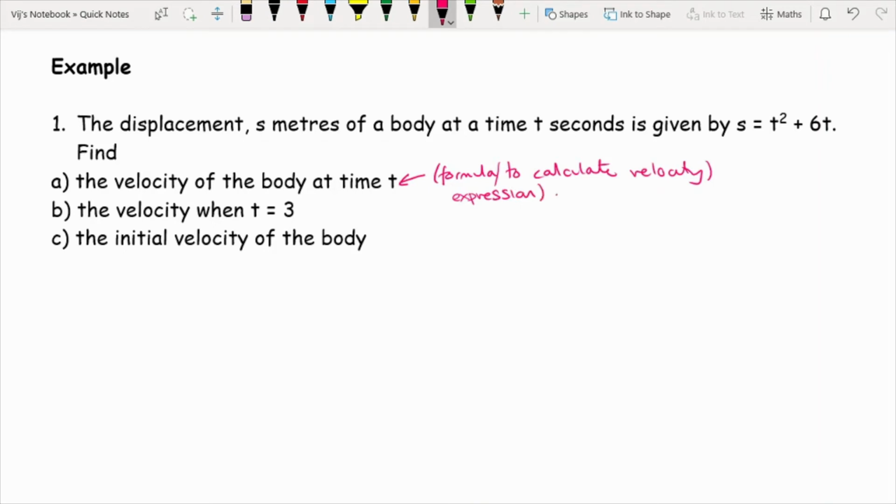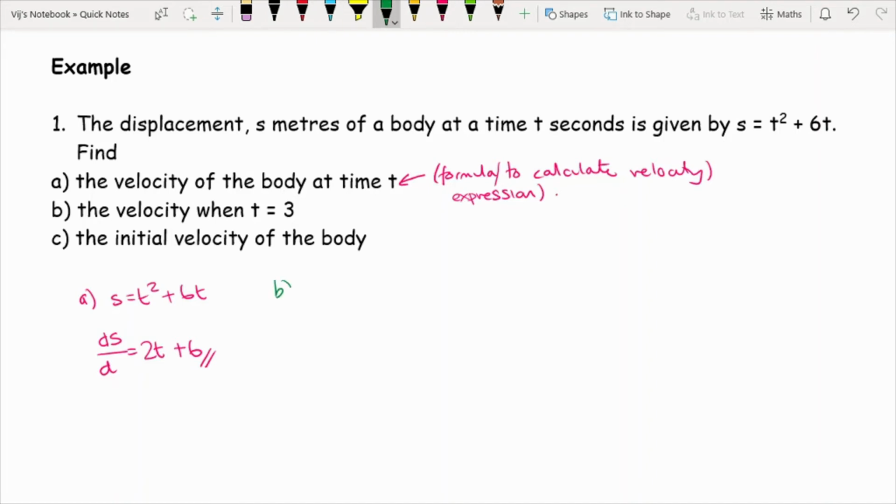So all I need to do here is differentiate. For part A, all I need to do is differentiate. I'm just going to write down the formula again so that I'm not able to make a silly mistake. So ds over dt is going to equal 2t plus 6, and there is my expression for the velocity at time t.